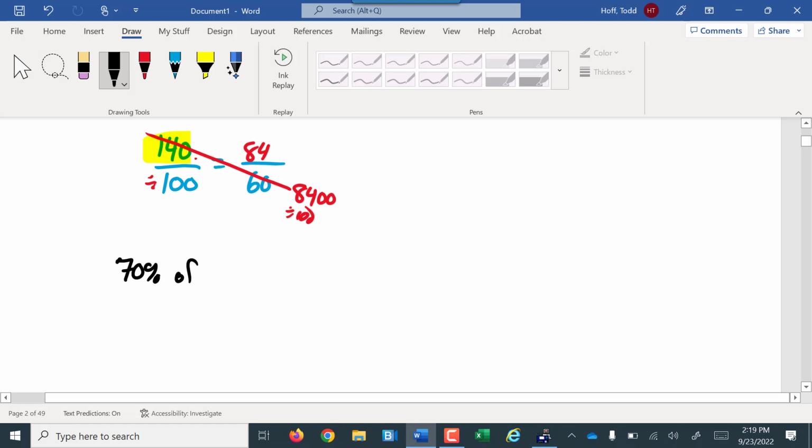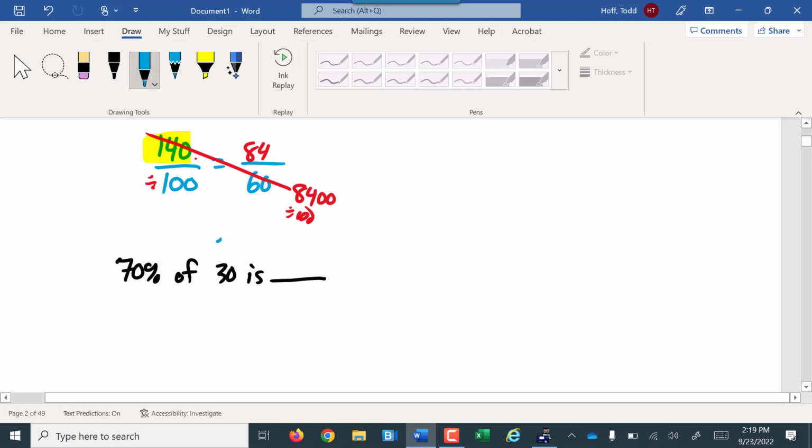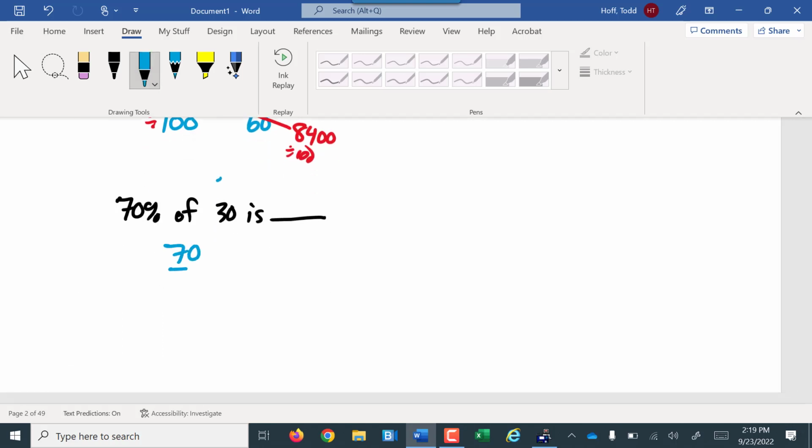We might have 70% of 30 is blank. So again, what's our percent here? 70. So we start off with 70 over 100. On the other side, where's the 30 go? On bottom. It's still of 30, out of 30. It's the 30 on bottom.